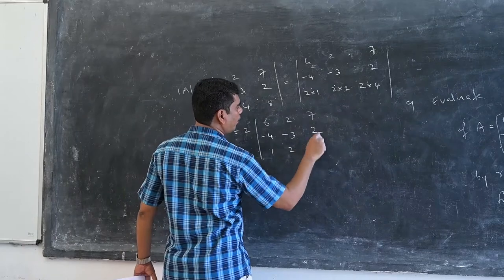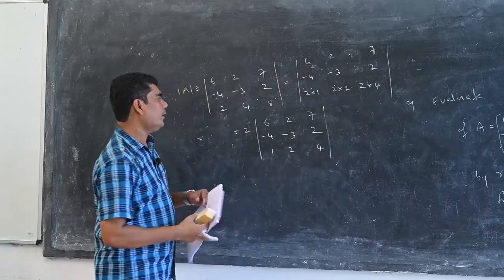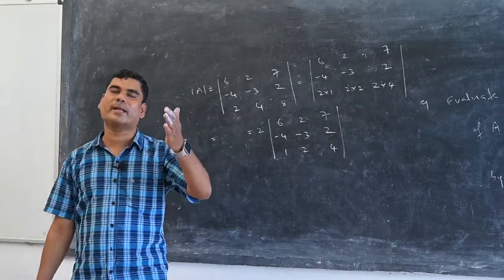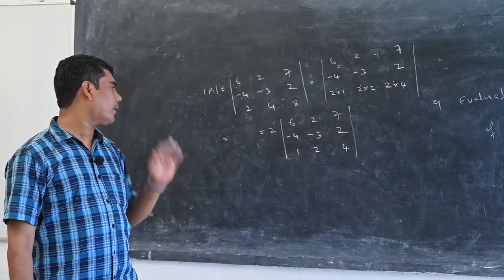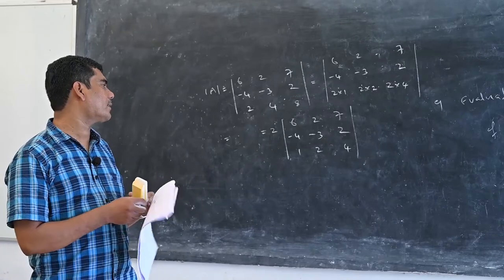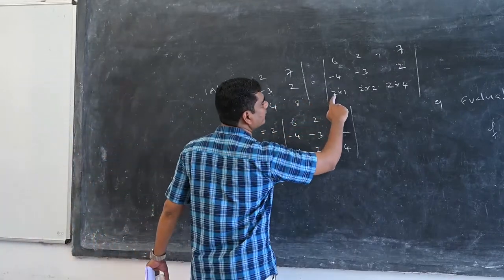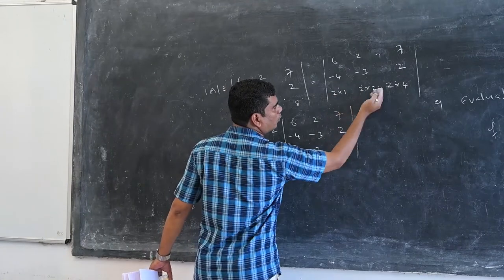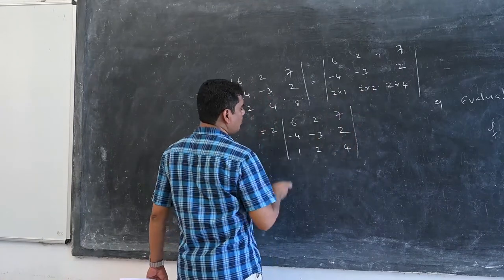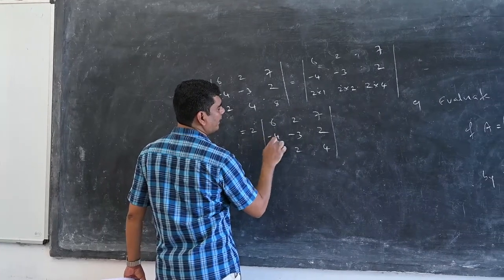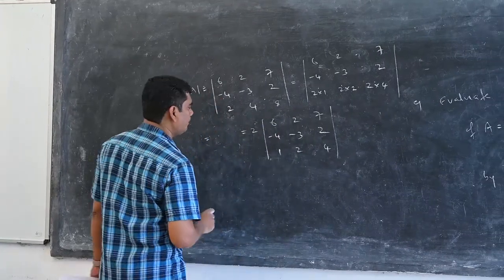1 2 4. We can take these two outside. If we multiply a row by a number k, then the determinant of the new matrix is k into the determinant of the original matrix. So here we can take this common 2 outside. It is 2 into the determinant of 6 2 7, minus 4 minus 3 2, 1 2 4.